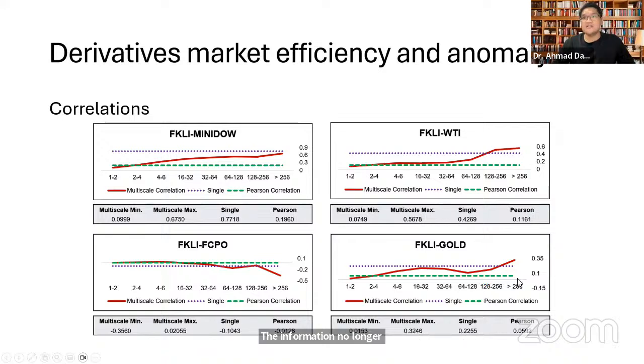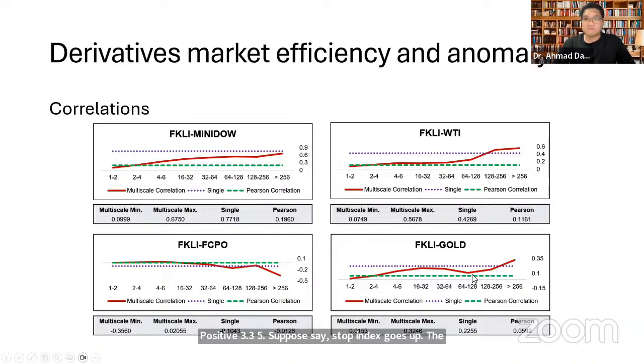KLCI and gold, for early days, for the short term, are positively correlated, and the most they can go is positive 0.35 for the long term. Sometimes people say when the stock index goes up, the precious metal goes down.